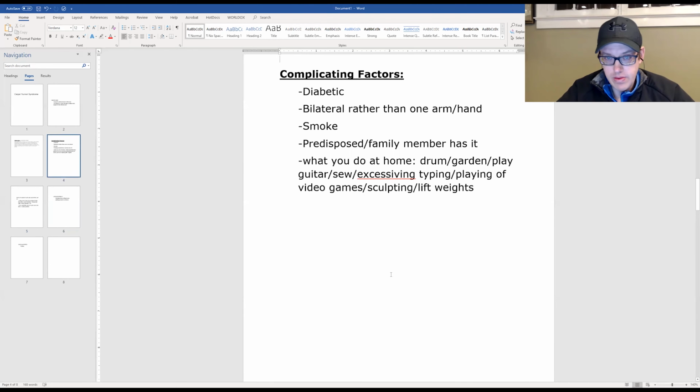And this is what I went to before, but are you diabetic? If you're diabetic, people are predisposed to developing carpal tunnel syndrome. Is it bilateral? If it's bilateral, that goes towards the idea that it's an inherited disorder with a genetic basis, particularly if you have a family member, mom, dad, sister, brother, who has also developed carpal tunnel syndrome. So if it's bilateral and a family member has it, that's kind of a double whammy.